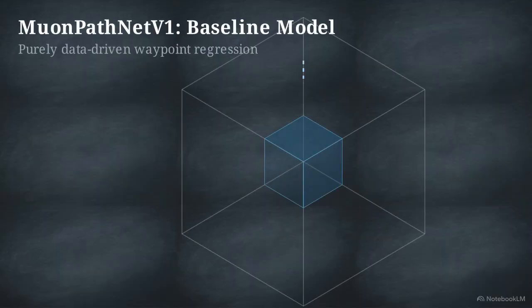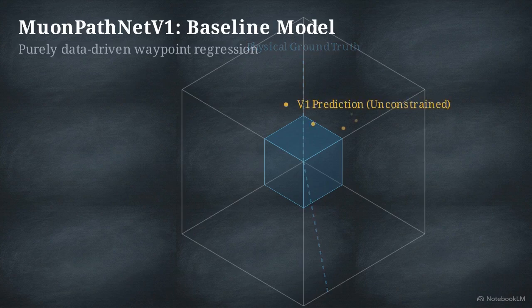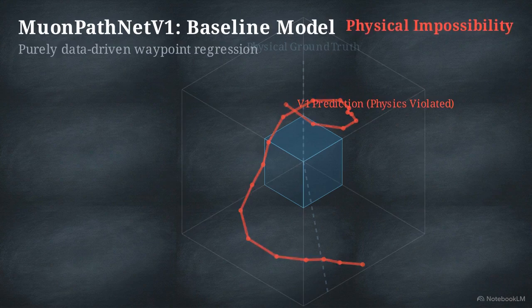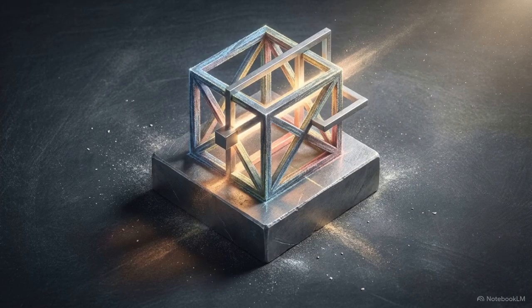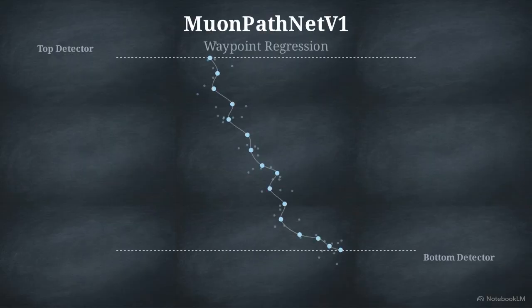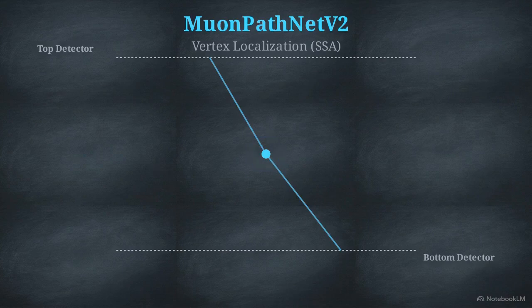While V1 proves that a network can learn a basic mapping using mean-squared error, the unconstrained output space allows for physical impossibilities. Predicted trajectories often curve erratically through open air, violating the straight-line propagation of particles. To achieve a reconstruction that works in shielded environments, the laws of physics must be embedded directly into the network's architecture. Model V2 embeds the single scattering approximation as a rigid architectural bias. This simplifies the task, moving from complex waypoint regression to precise vertex localization.